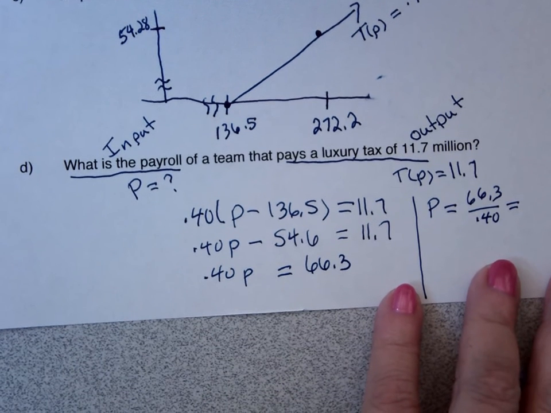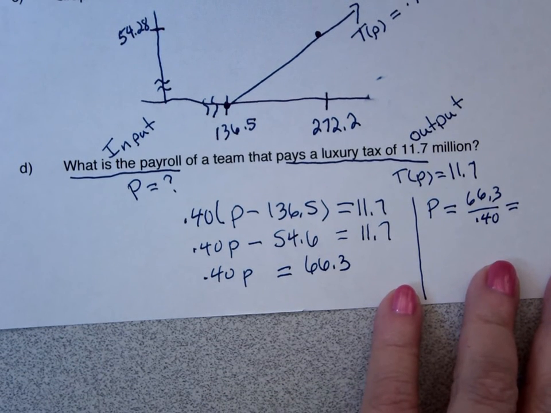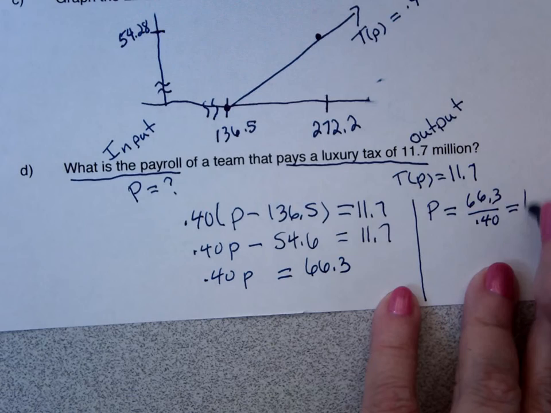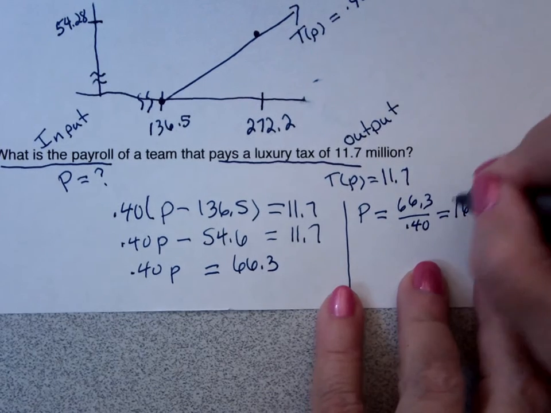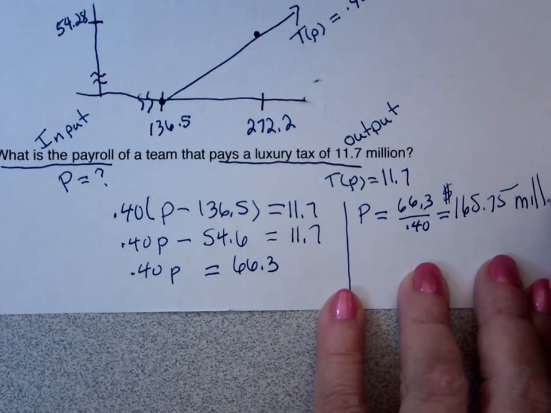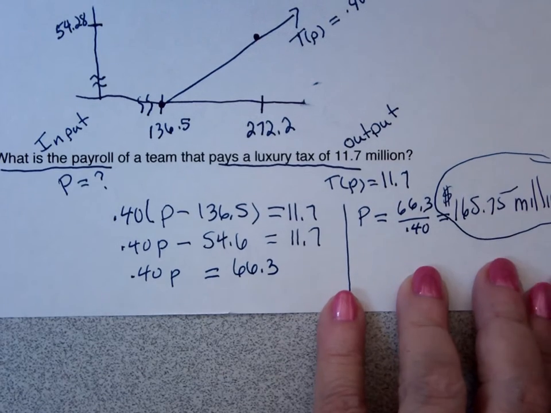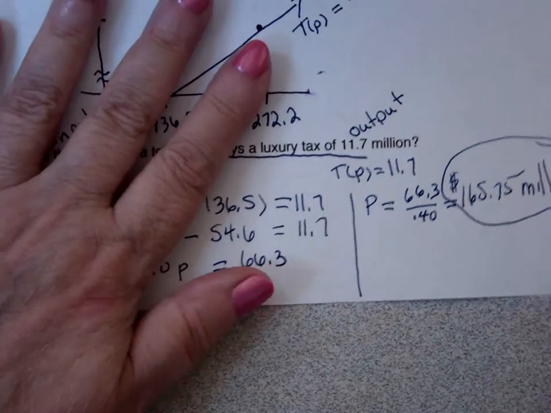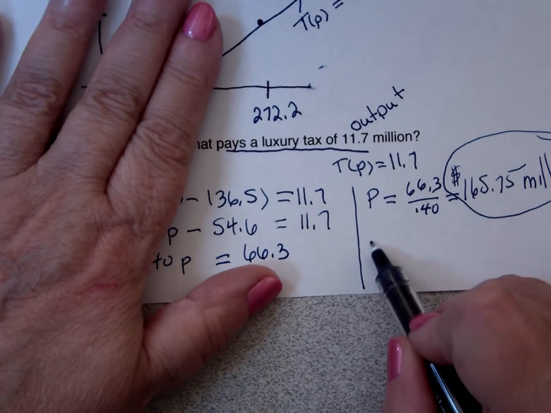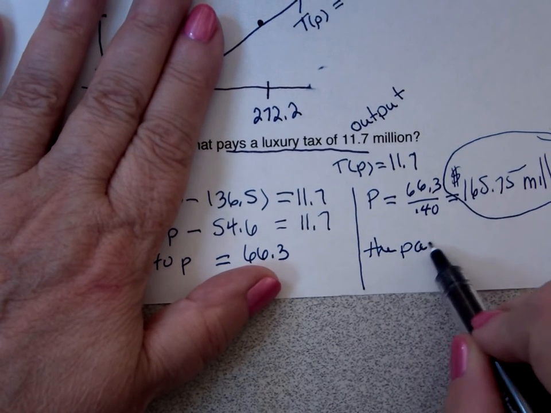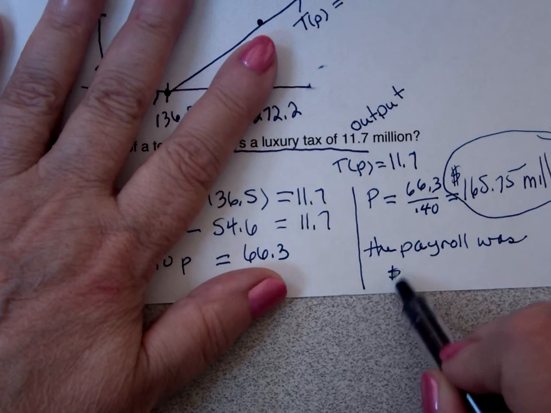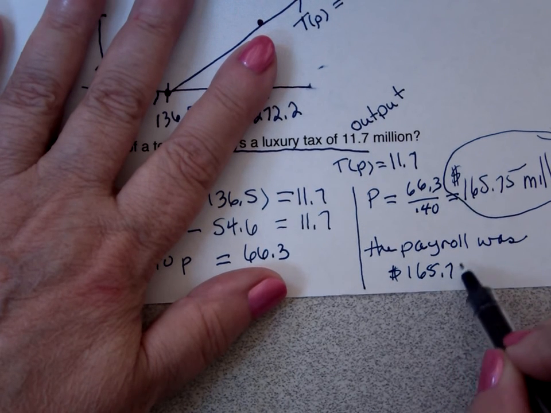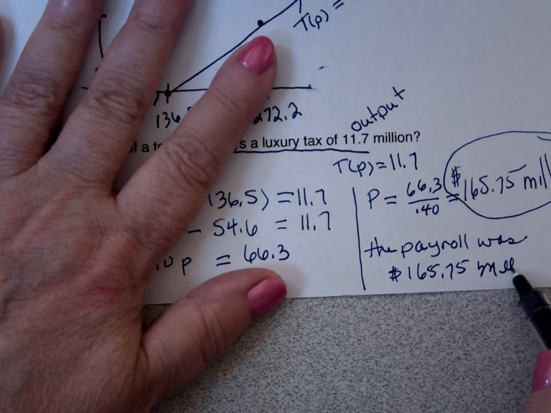So divide that by 0.4, and it's 165.75. 165.75 what? Million. So if you want to be nice about it, you can say that the payroll was $165.75 million.